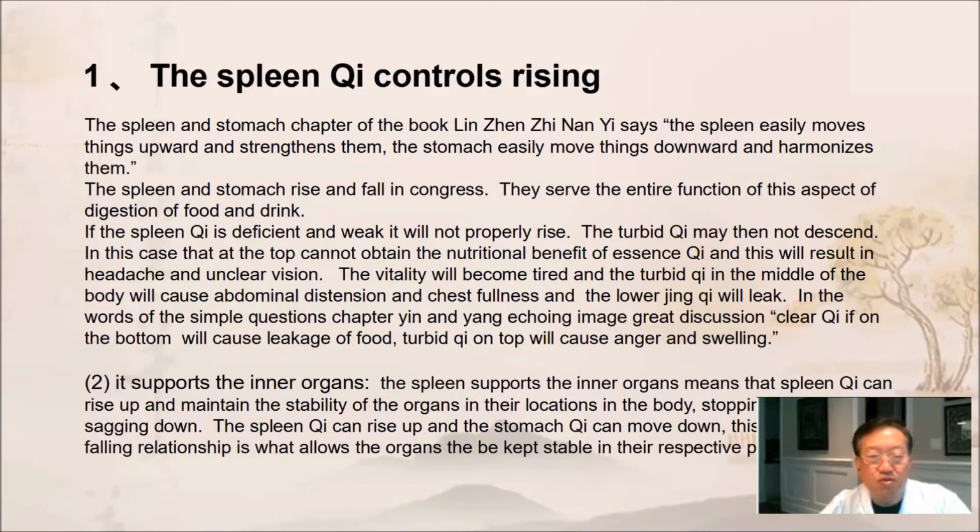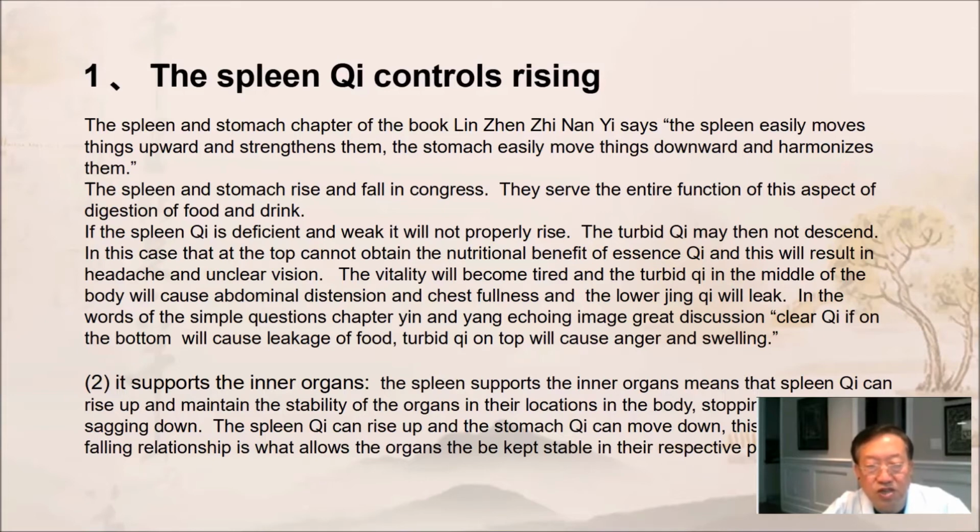If the spleen qi is deficient and weak, it will not properly rise. The turbid qi may then not descend. In the case that the top cannot obtain the nutritional benefit of essence qi, it will result in headache and unclear vision. The vitality will become tired, and the turbid qi in the middle of the body will cause abdominal distension and chest fullness, and the lower jing qi will leak. In the words of the Simple Questions chapter, Yin and Yang Echoing Image Great Discussion, clear qi if on the bottom will cause leakage of food. Turbid qi if on the top will cause anger and swelling.